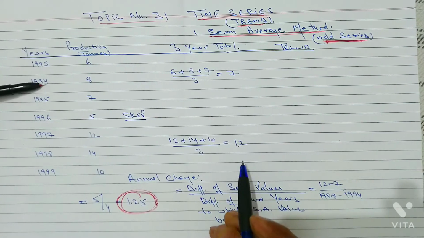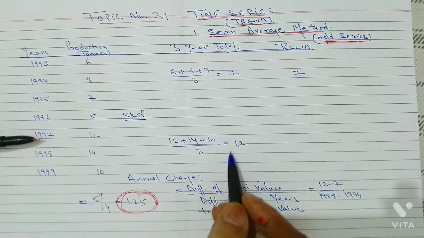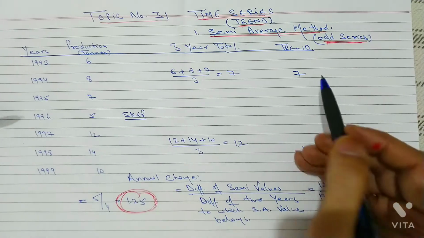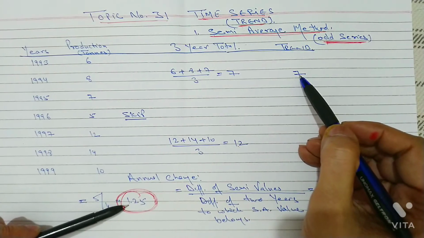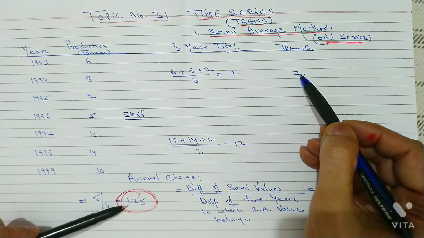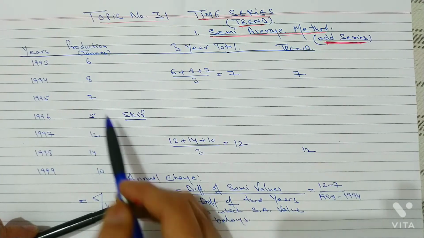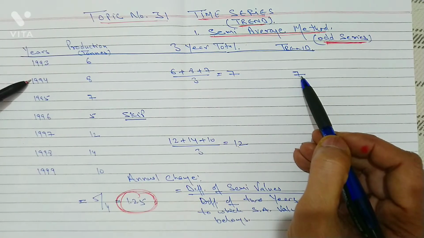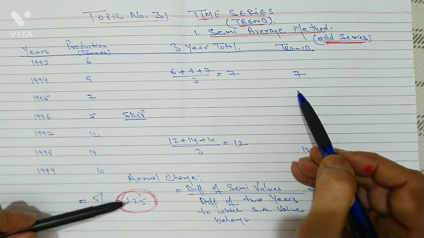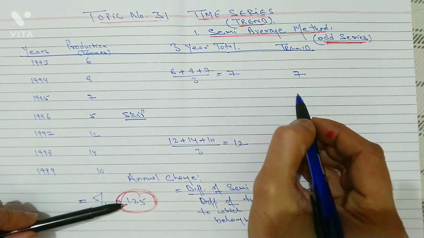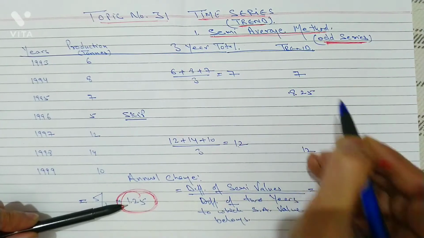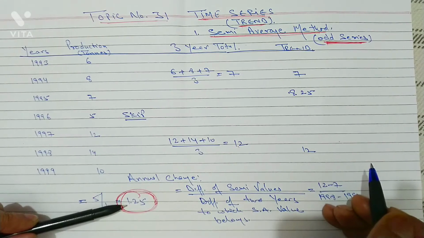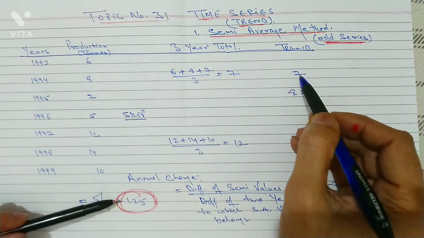Now our trend value: for 1994 it is 7, and for 1998 it is 12 by the semi-average method. Now add 7 plus 1.25 to find the next year. This is the annual change, meaning trend for 1994 is 7. Then for the next year, 7 plus 1.25 means 8.25. Clear?